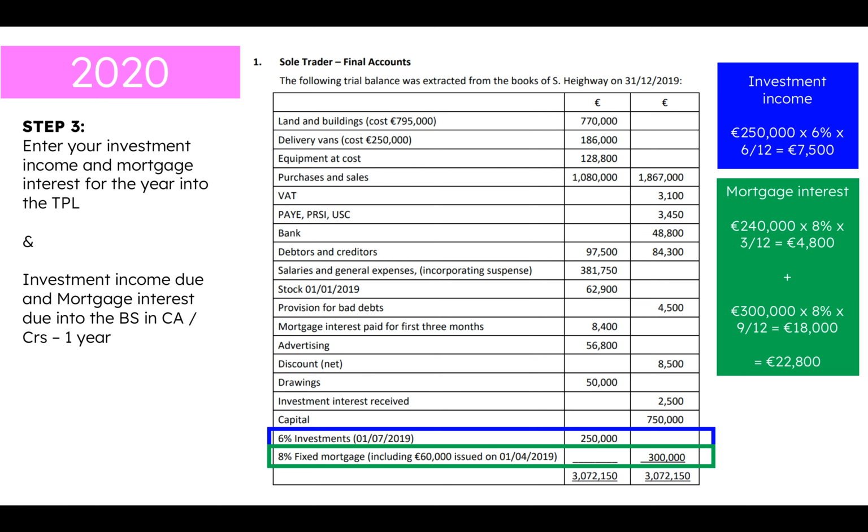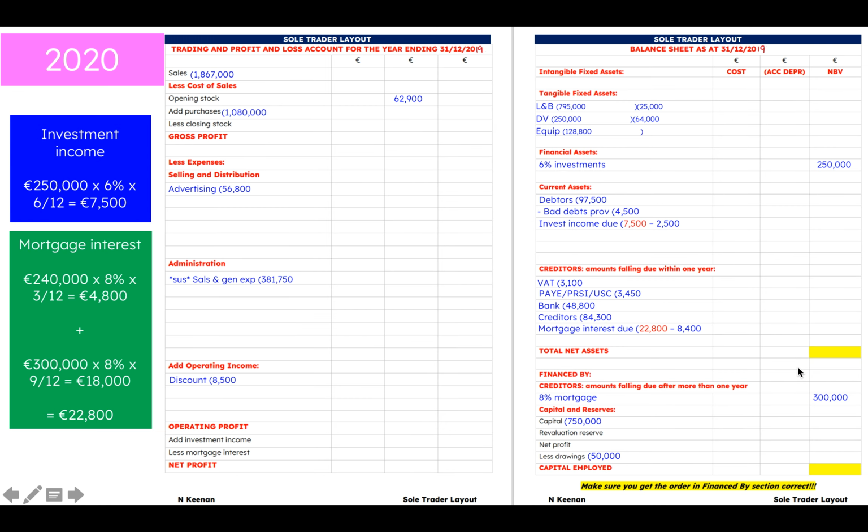So here's the 2020 figures. All right, so the investment income is 7,500 and the mortgage interest for the year 22,800, and they will go into the TPL here. Now I only haven't put this over here and minus it because sometimes in Sole Trader questions the Sole Trader will live in part of the building and that will be drawings, so I'll just leave that there for now.